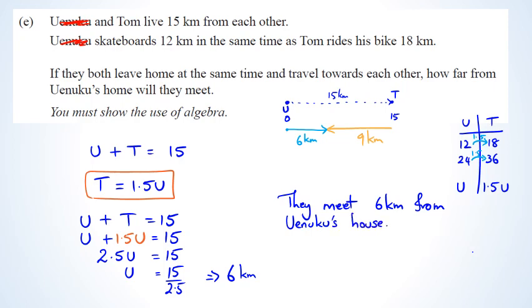Okay, so in terms of excellence, merit, the whole shebang, we've got excellence here, just writing down that they meet 6 kilometers from Yunuku's house. Combining the variable into 1, you're looking at a merit. Or you can actually do this without an algebraic expression, just using ratio. But for achieved, you need one equation there. Okay, so that's how you do this question. We go to the next one.